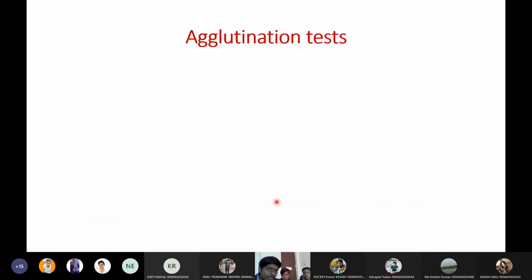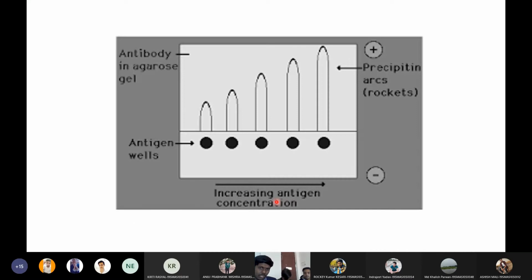Then we have two-dimensional electrophoresis. In two-dimensional electrophoresis, first I will keep an antigen and apply electricity in this direction, so the antigens get separated. After separation of the antigens, I will apply electricity in this direction, negative and positive. The antigens will start migrating from bottom to top. So this is called two-dimensional electrophoresis. This is all about electrophoresis.